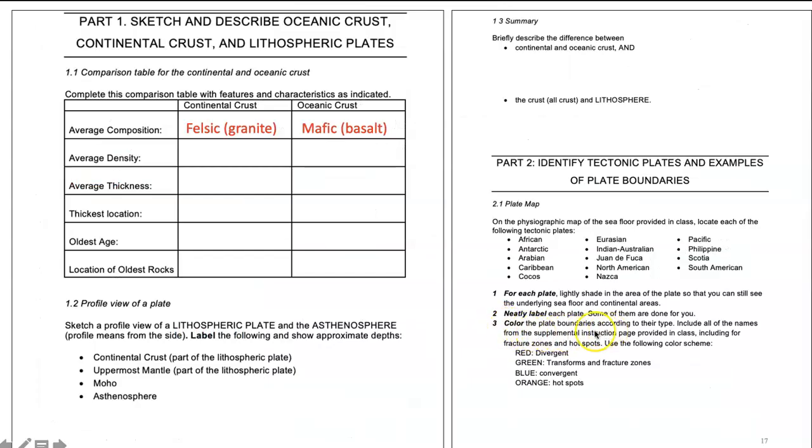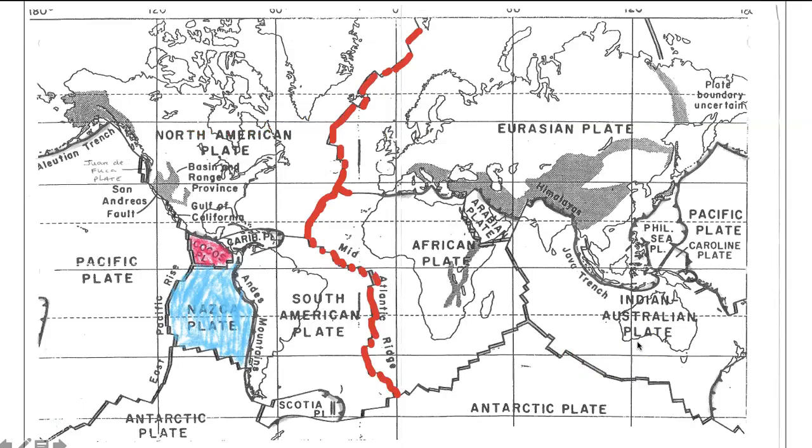Number 3 says color the plate boundaries according to their type. So for divergent boundaries, you're going to use a red color. And I've highlighted just one divergent boundary on this map, which is the Mid-Atlantic Ridge. And it's offset, so you want to make sure you're true to where the offsets are. So just like down here, there's another ridge that's offset. And so you're going to color all the ridges red.